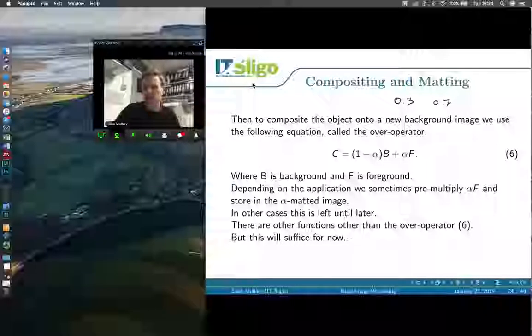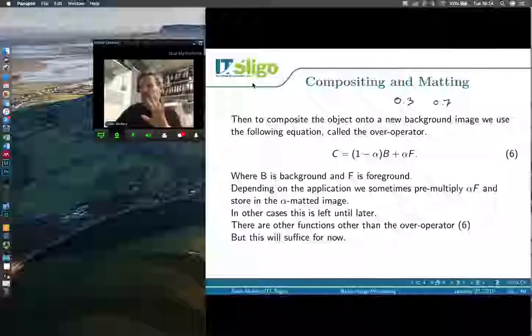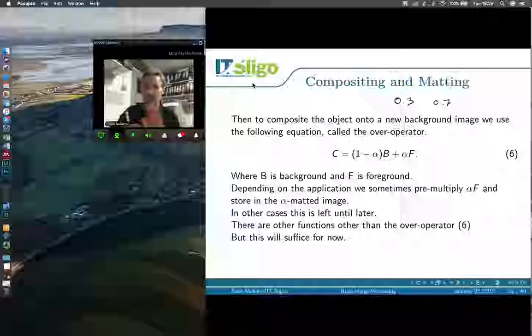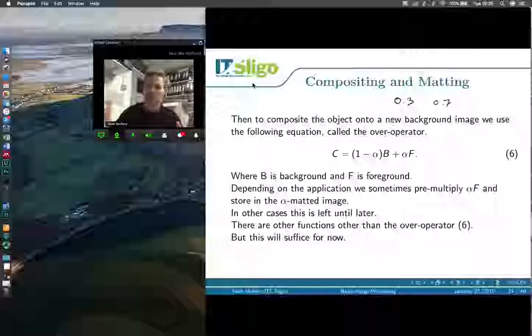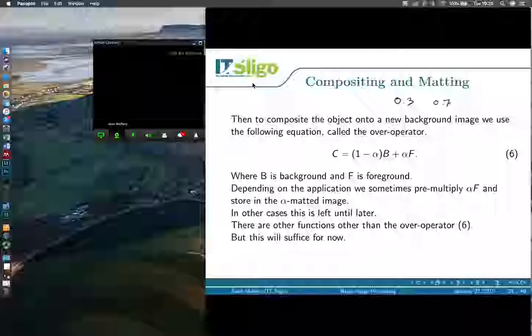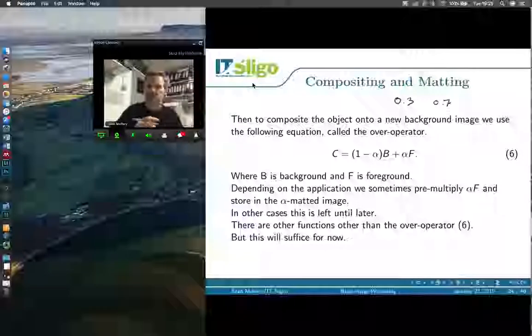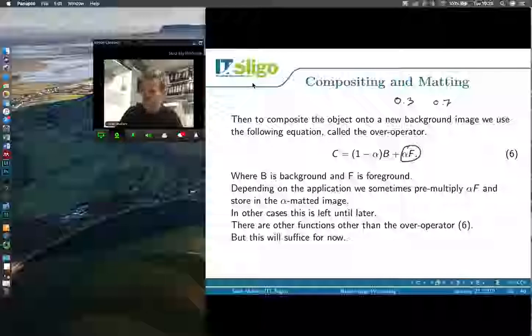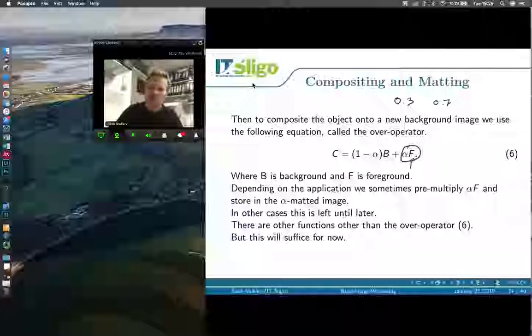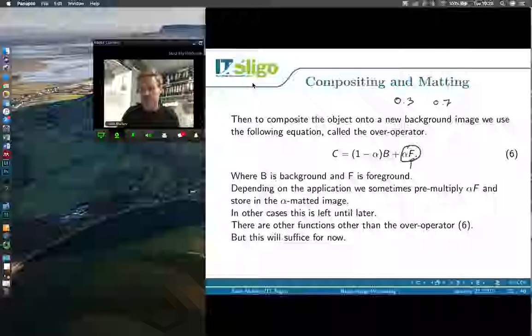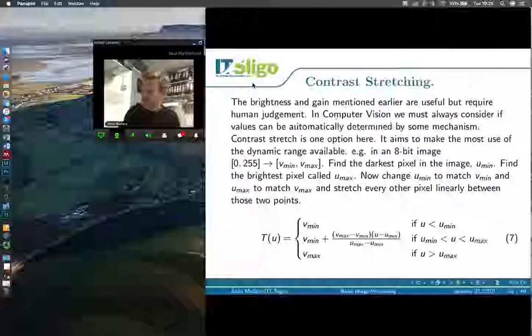So depending on the application, we sometimes pre-multiply alpha F and store it as an alpha matted image. So you'll often see images that appear to be kind of transparent behind them, or they're not a full image, and it's because they're already in this format, ready to just slap onto the background image that they're going to go into, rather than trying to take the original image and slowly take each bit out. So you'll often have that as an intermediate image, as opposed to just starting with F and including that in the overall function. There are lots of other functions other than the over operator. Obviously, I'm only showing you one. That'll suffice for what we want to cover here.